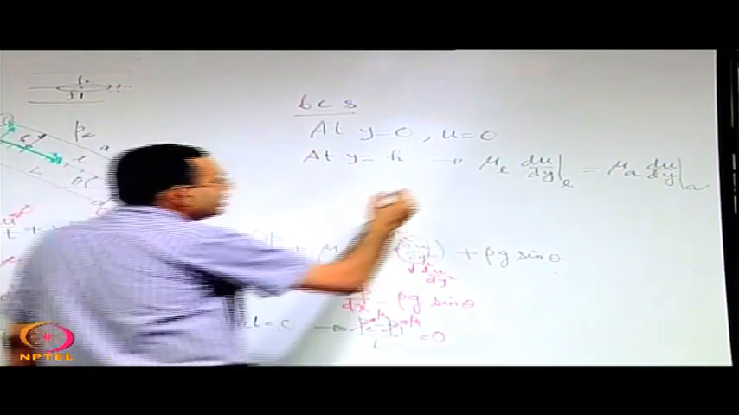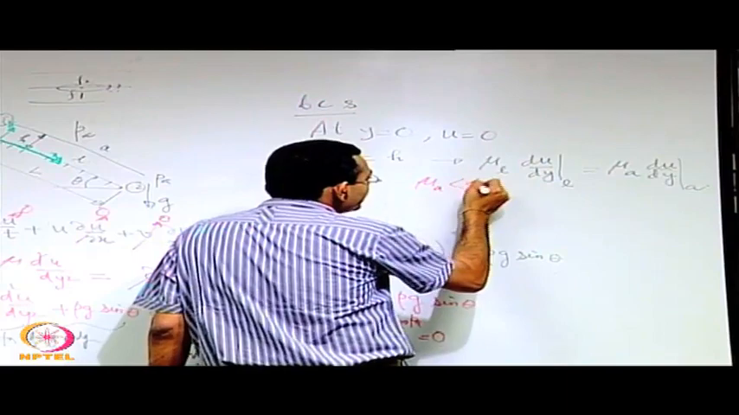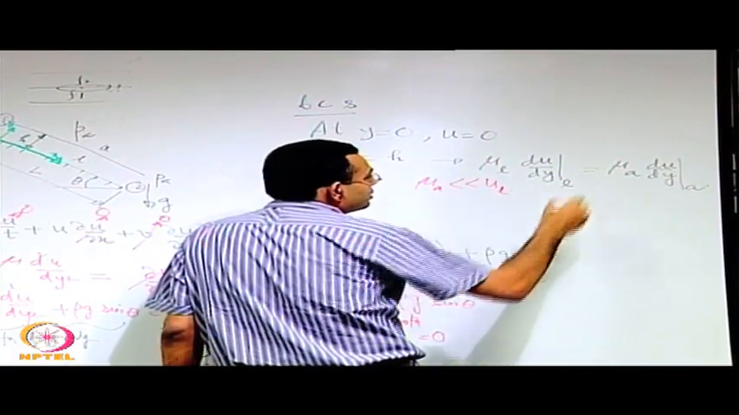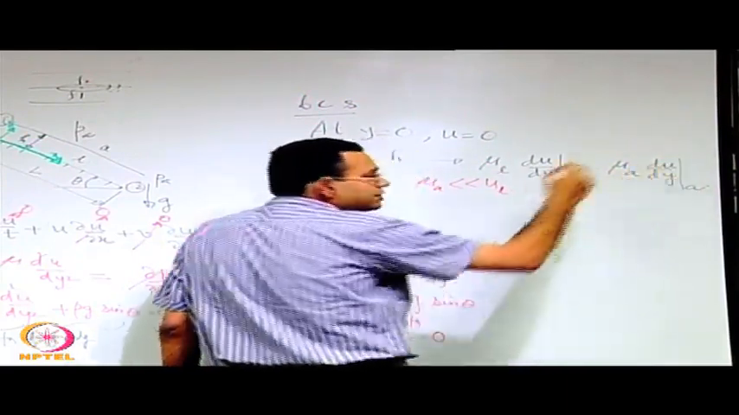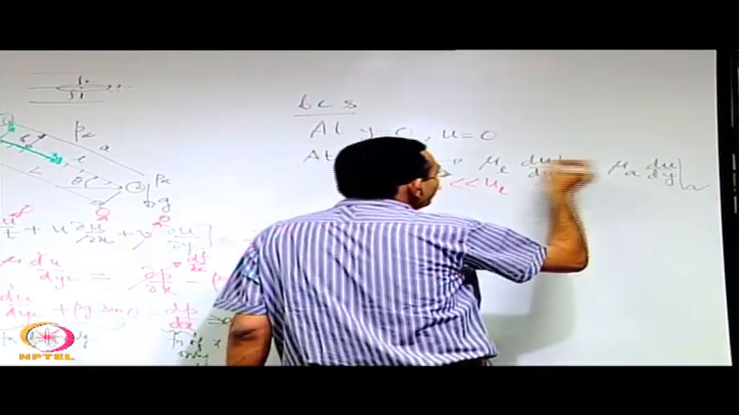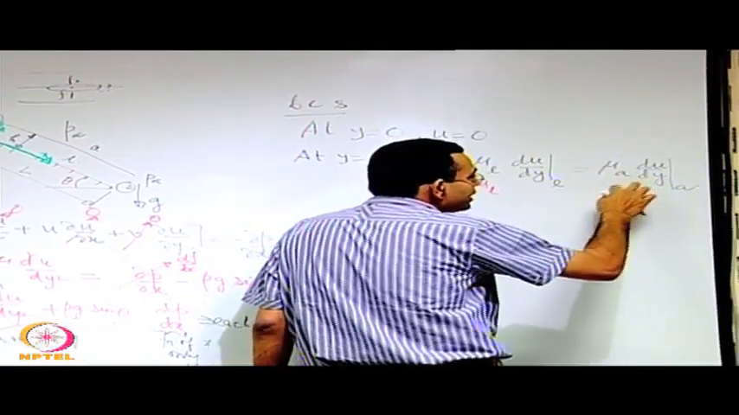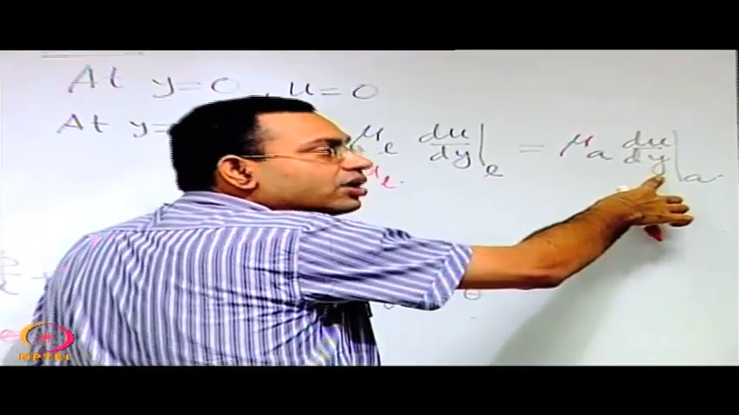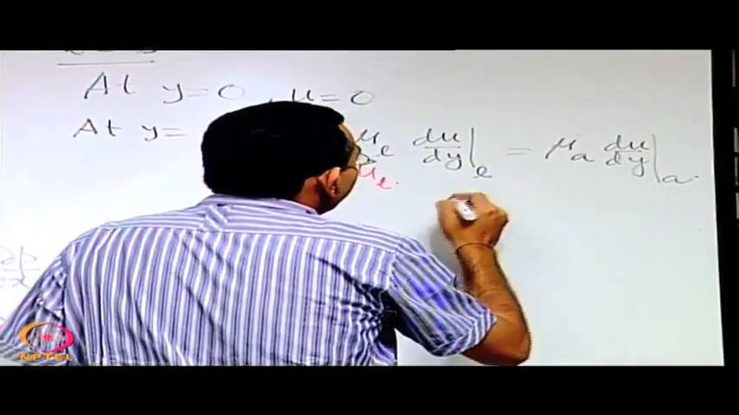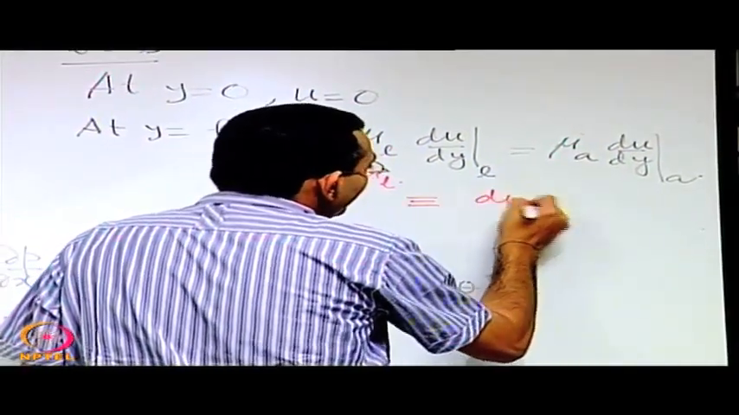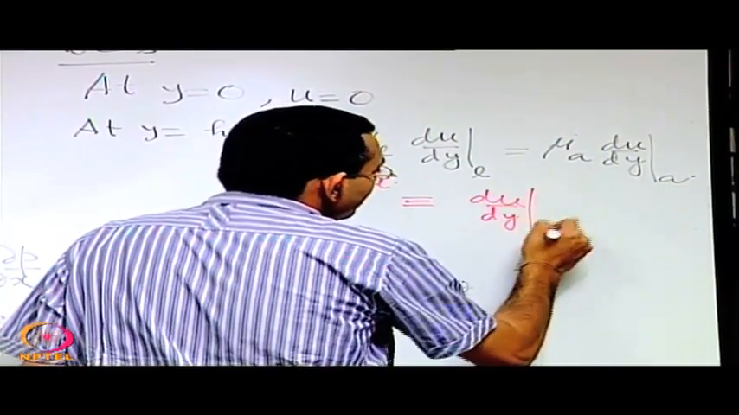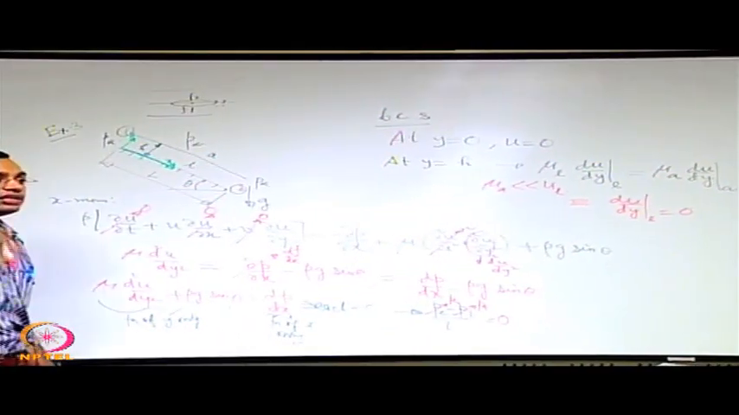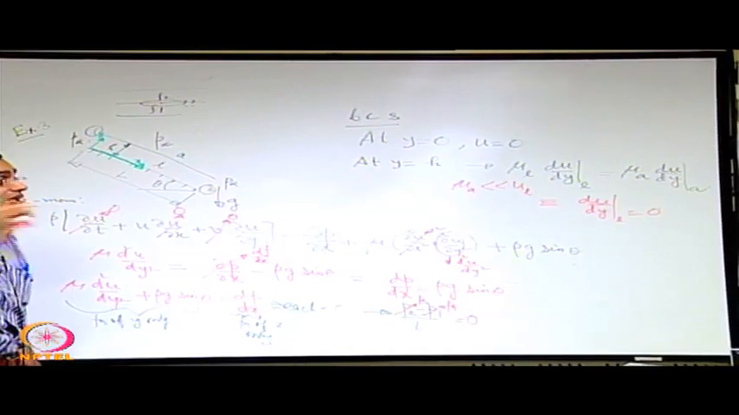Because the viscosity of air is much less than that of the liquid, mu a is much less than mu l, this term, that is mu a by mu l, is much less. This term is so small that it multiplies with whatever, that smallness remains. So this becomes as good as du dy equal to 0. So whatever you have said, du dy equal to 0 here as a boundary condition, or equivalently 0 shear, is correct, but in an approximate sense.